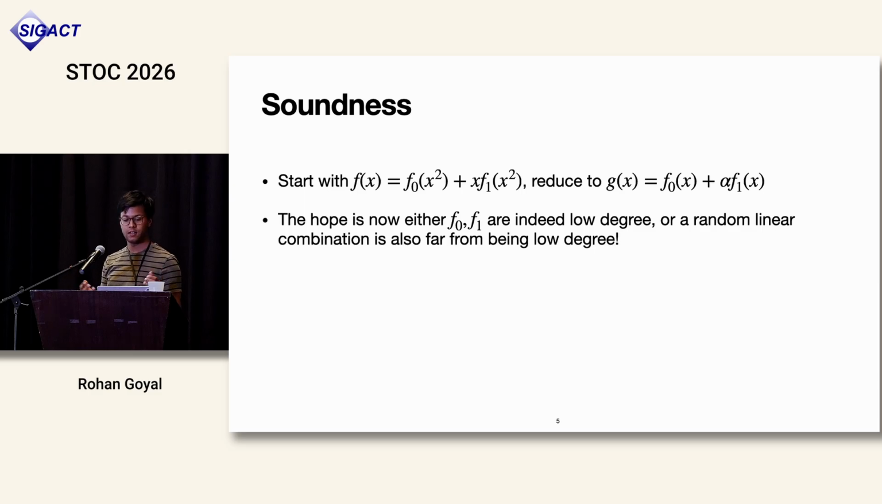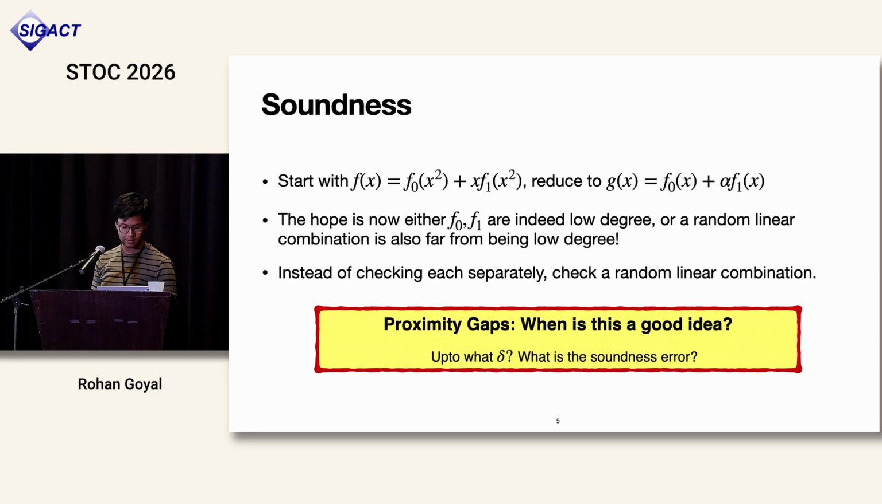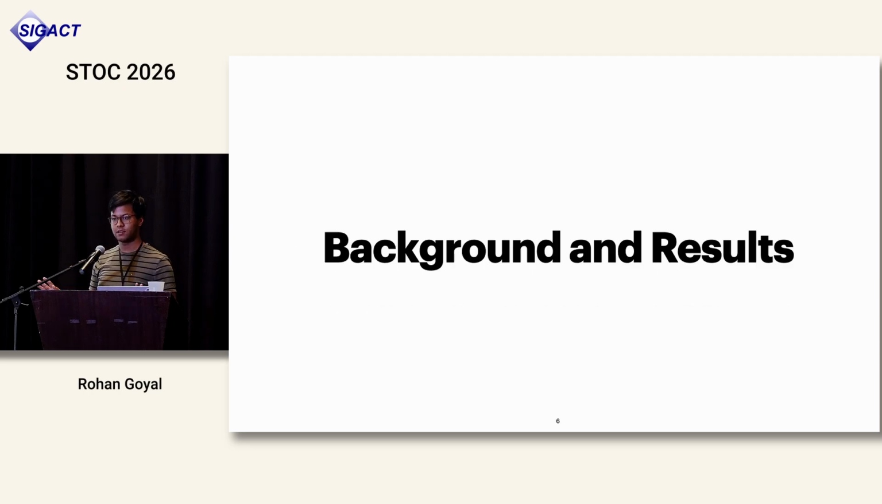The hope is that if they're both low degree functions, then a random linear combination is a low degree function. But if either of them was far from being low degree, then the random linear combination should also be far from being low degree. So instead of checking each separately, now we only have to check a random linear combination, and we can recurse. So this is the whole basic idea. And the question of proximity gaps is really, when is this a good idea? Up to what distance? What is the soundness error? Okay, so that was the FRI protocol.